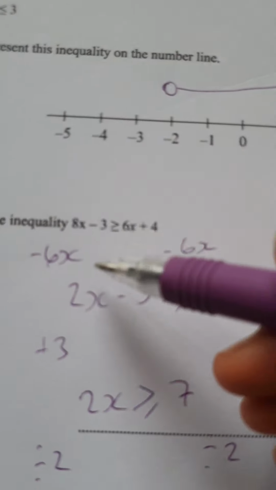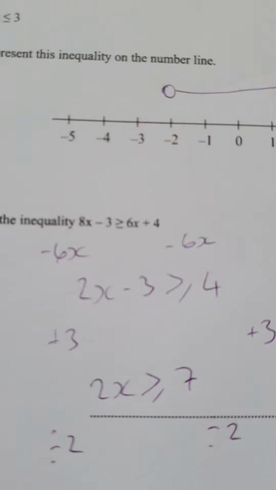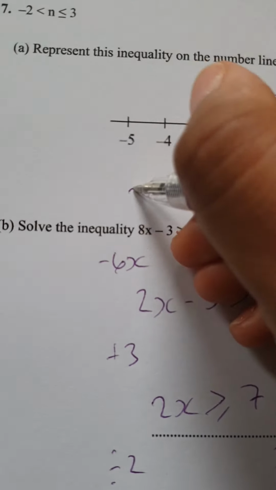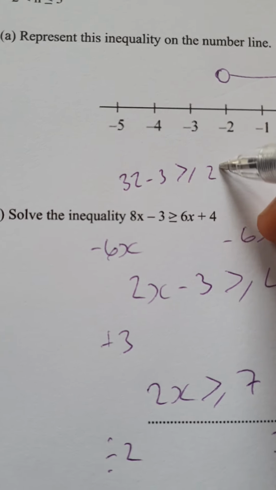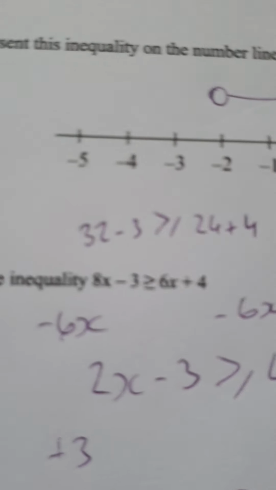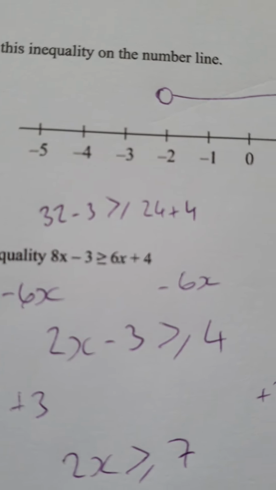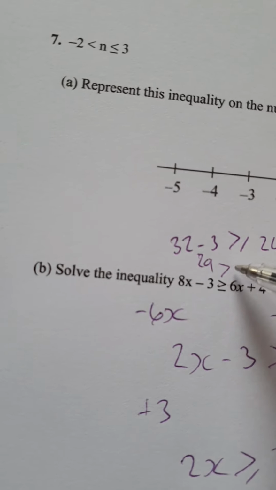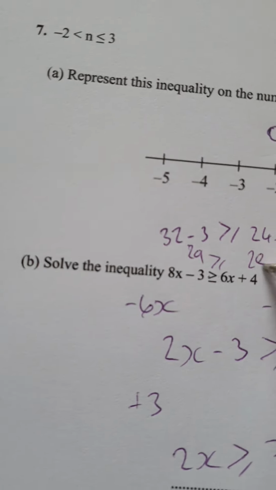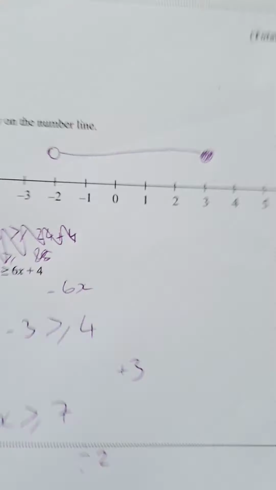If I was to put 4 into this equation here, I would have 32 minus 3 is greater than or equal to 24 plus 4. Now, is that true? Is 32 minus 3 greater than or equal to 24 plus 4? Well, yes, it is, because that's 29 is greater than or equal to 28. So we know that it works, okay? But that's just a check. You don't need to do that for all of them. It's just proving that it works.